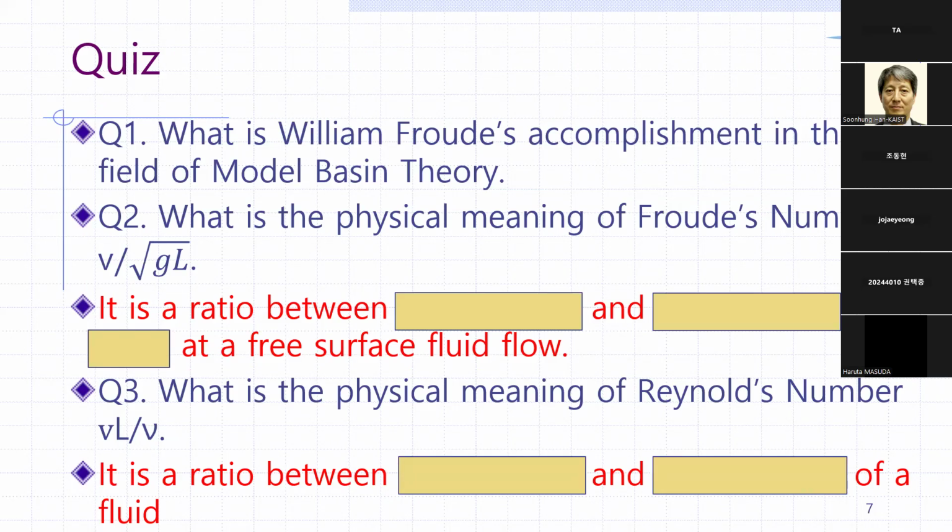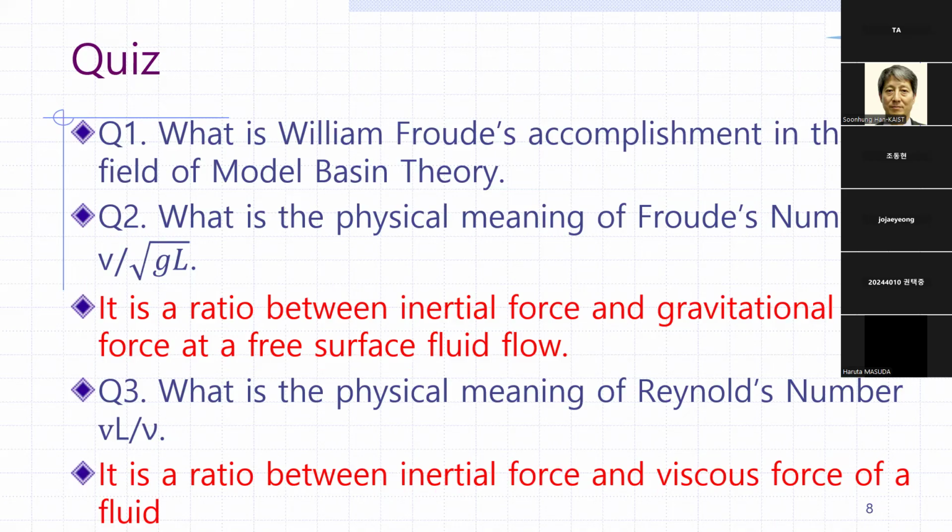And question 3 is, what is the physical meaning of the Reynolds number? Yes, that's right. What is your name? Okay, thanks for answering the questions. So the Froude number is the ratio between the inertial force and gravitational force in a free surface fluid flow. And the Reynolds number is the ratio between the inertial force and the viscous force of the fluid.